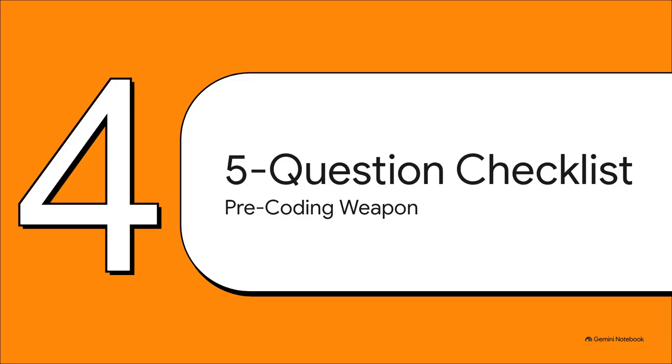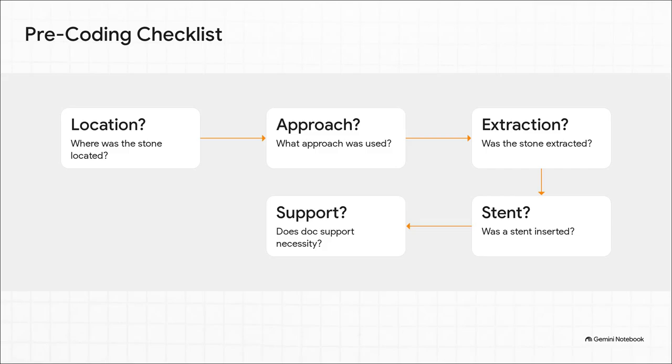All right, Section 4, the 5-question checklist, which is basically your ultimate pre-coding weapon. To really bulletproof yourself against those hidden dangers we just covered, here is your daily compliance tool. You need to systematically ask yourself these 5 questions for every single case before you even touch your code.